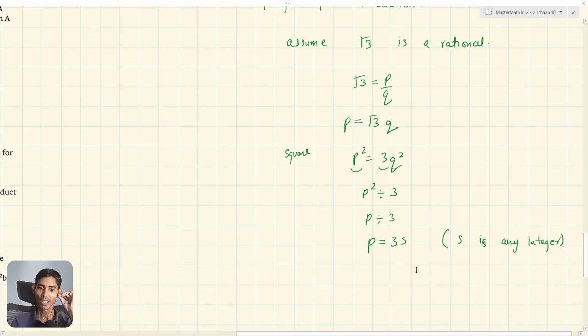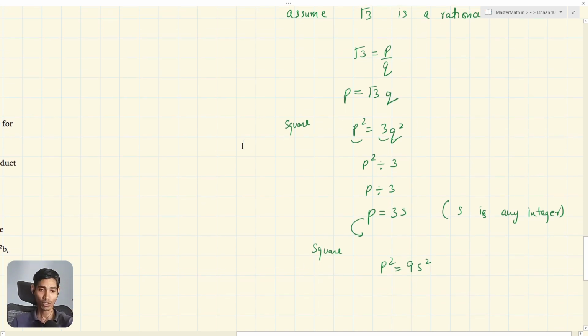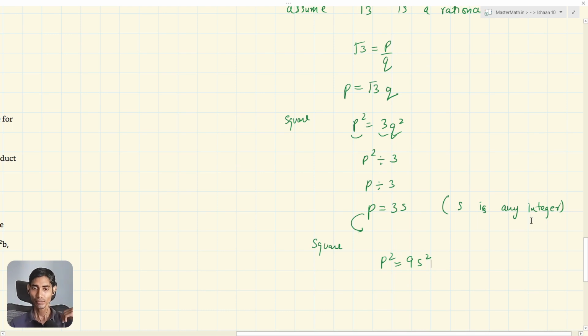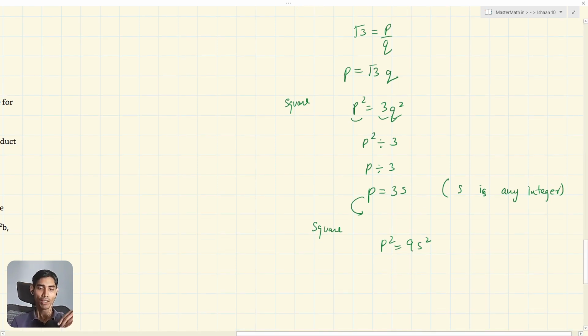Now again I will square this. Squaring both sides, I will get p square is equal to 9s square. Is that okay? Right now just focus on individual steps. If you are able to understand why we are doing exactly this, I would summarize. But are the steps clear? That should be your focus right now. Yes, sir. So p square is equal to 9s square.